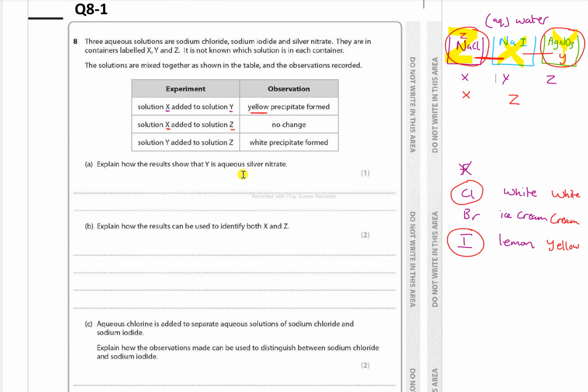Explain how the results show that Y is aqueous silver nitrate. Because a precipitate was formed each time it was reacted. Right, explain how the results can be used to identify both X and Y.